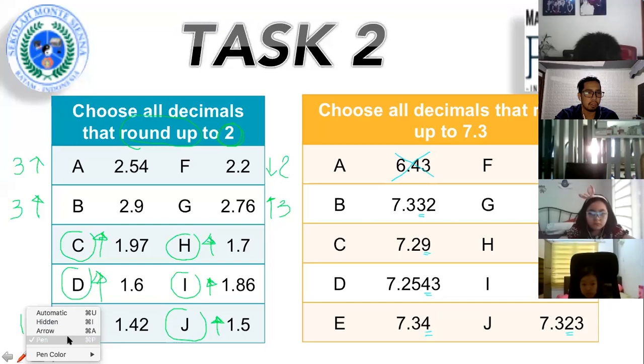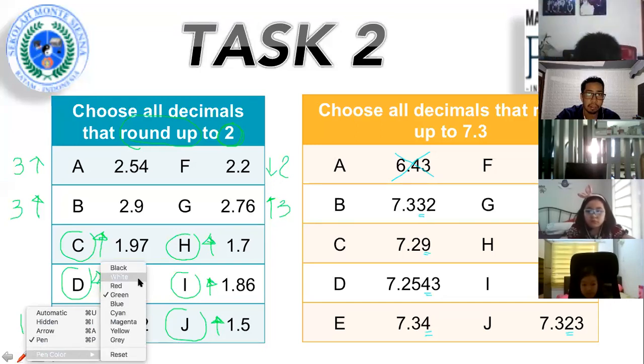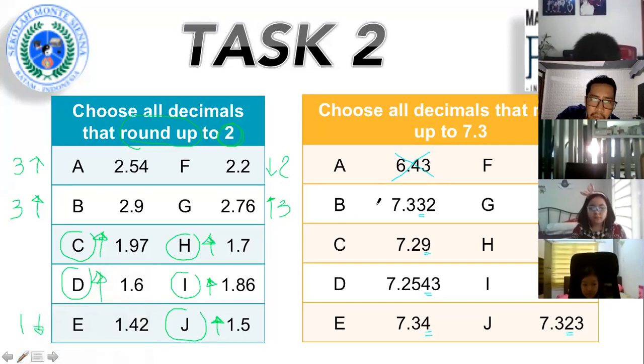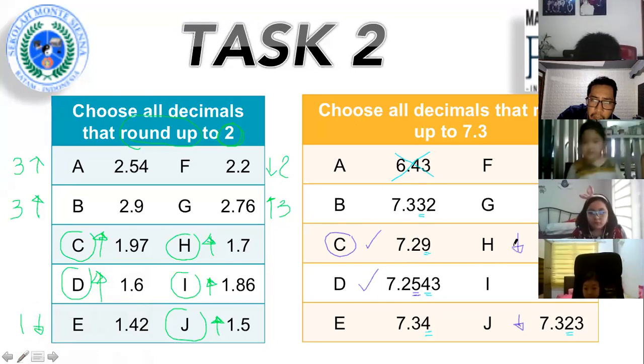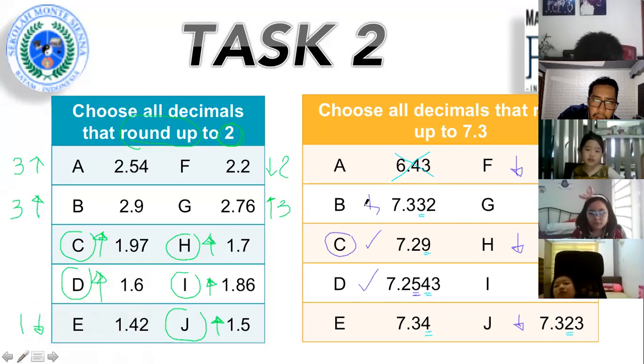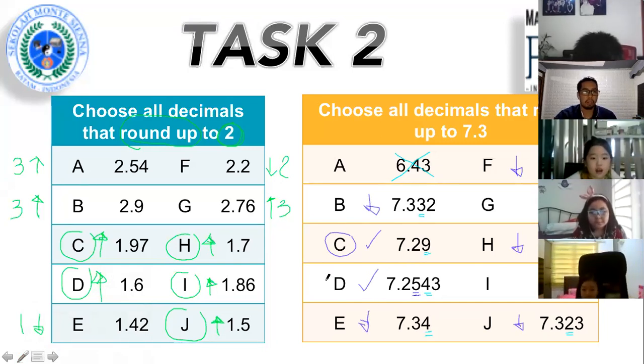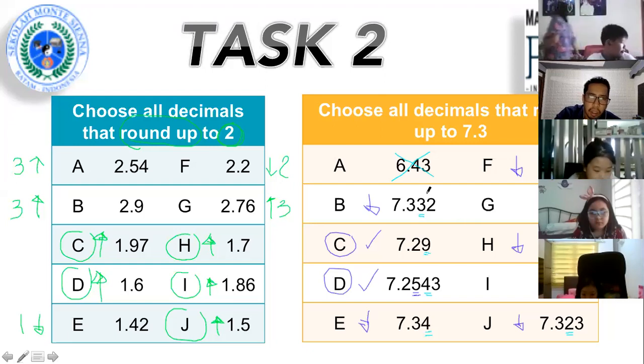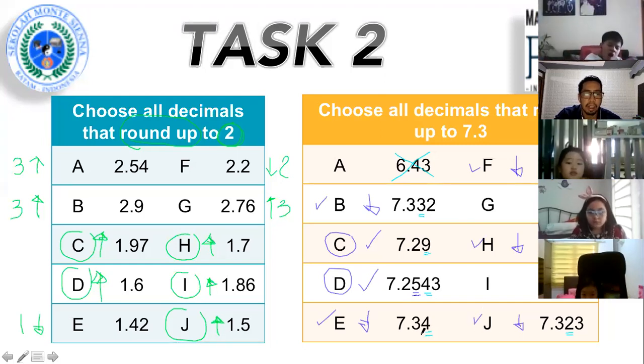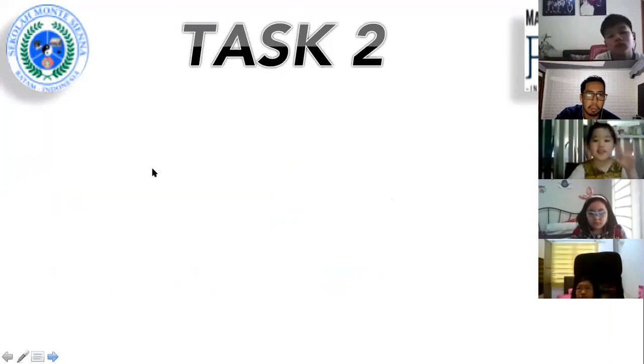Okay, let's identify which of the following are correct. When you round up this, see, round up means 7.3. Round up, check. This one, it goes round down, down, round down, down, down. So only letter C and letter D. When you round up, the answer is 7.3. You cannot get letter B and letter E and F and H and J because the number is lesser than 5. You go round down. Okay, next one.